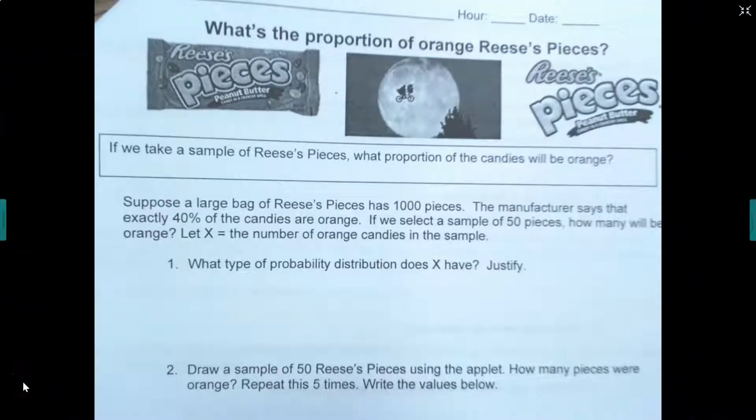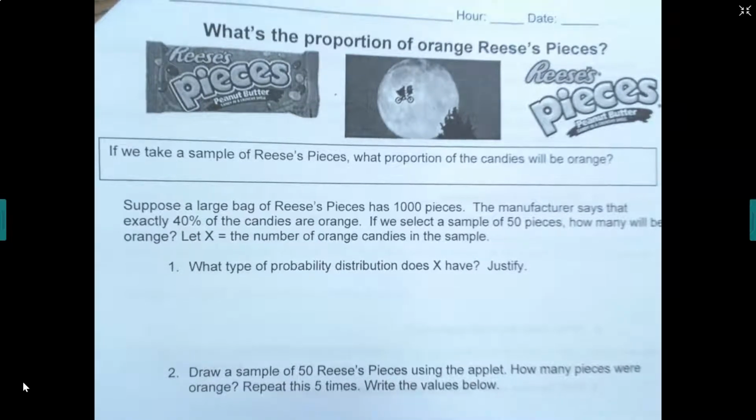Welcome to this video on sample proportions. By the end of this video, you should be able to calculate the mean and standard deviation of a sampling distribution of a sample proportion and interpret the standard deviation. You should also be able to determine if the sampling distribution of a sample proportion is approximately normal, and if appropriate, use the normal distribution to calculate probabilities involving a sample proportion.